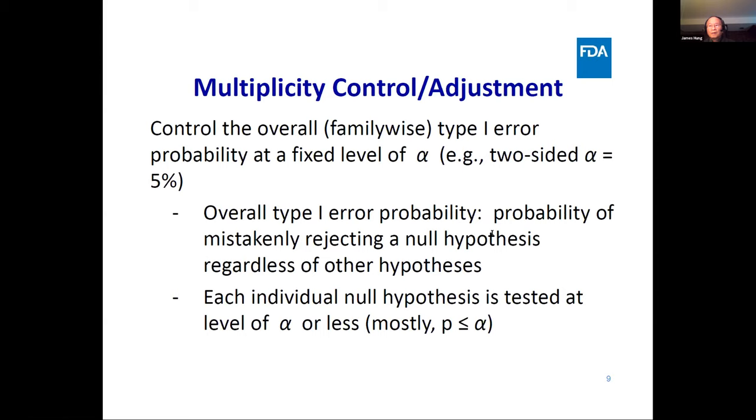So within each trial, the statistical criterion often used is to control the overall, or so-called family-wise or study-wise, type 1 error probability at a fixed level of alpha, say two-sided 5%. The overall type 1 error probability is the probability of mistakenly rejecting a null hypothesis regardless of other hypotheses. And within each trial, each individual null hypothesis is tested at the nominal level of that particular alpha, meaning the p-value is no larger than that alpha, under either the union-intersection testing scenario or the intersection-union testing scenario.